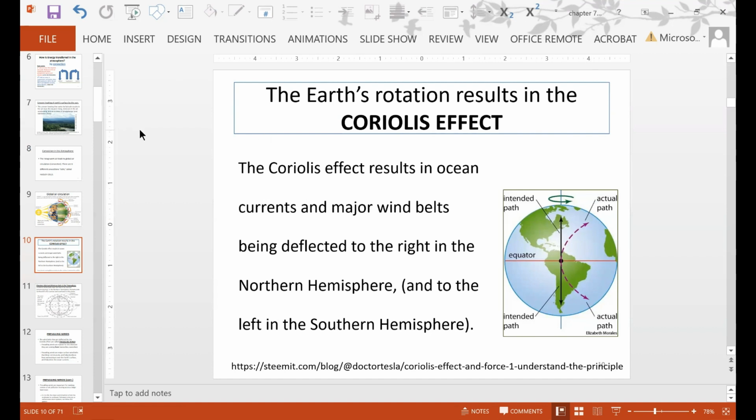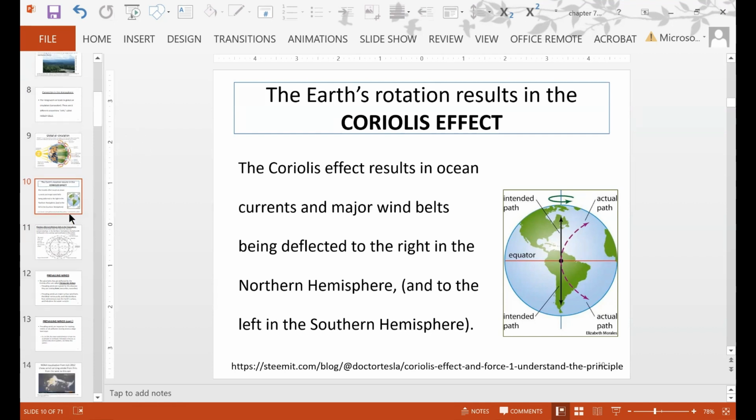The Coriolis effect only works on large scale things like ocean currents and wind belts. If you were throwing a baseball, the baseball would not be affected by Coriolis effect. It has to be a large scale system.